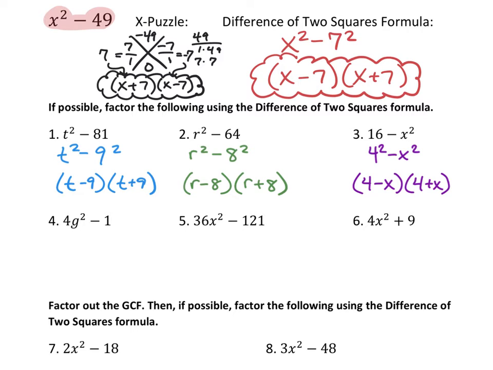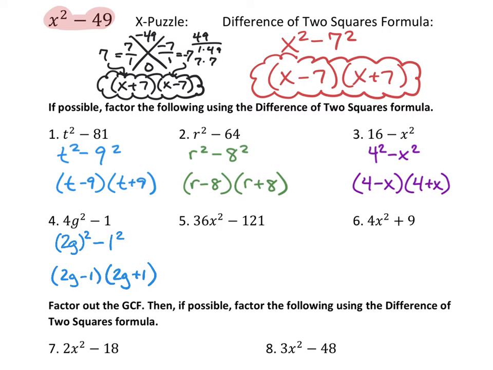4 is actually 2 squared. So really, we're saying 2g squared minus 1 squared. So this pattern still holds up. First minus second, first plus second. I factored it. Again, I could be doing an X puzzle for any and all of these 6 problems, but it is just significantly easier to use the difference of two squares formula.